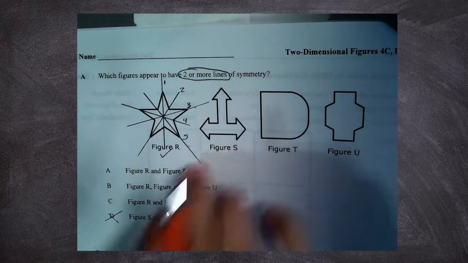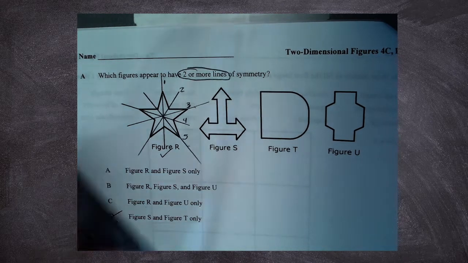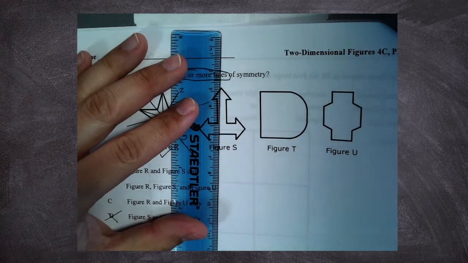What about this next one? Figure S. Does figure S have any lines of symmetry, any lines that if I drew them, I could use it to cut it or to fold it and I'd have two equal sides? Are there any lines of symmetry for figure S? Huh? What if I did this?